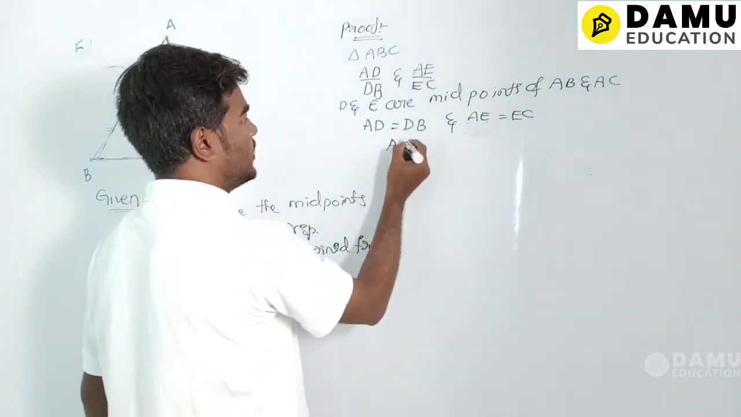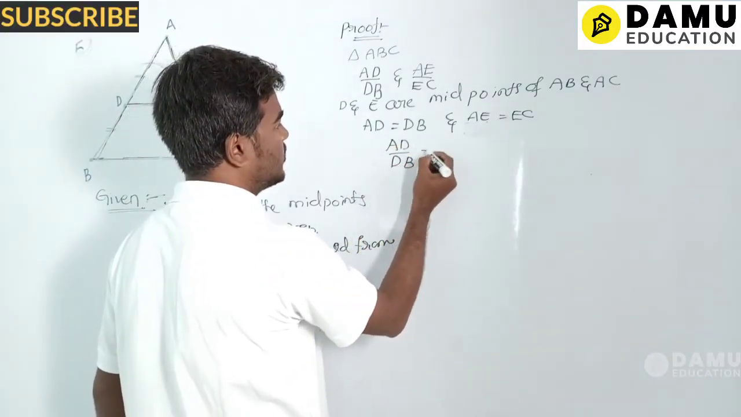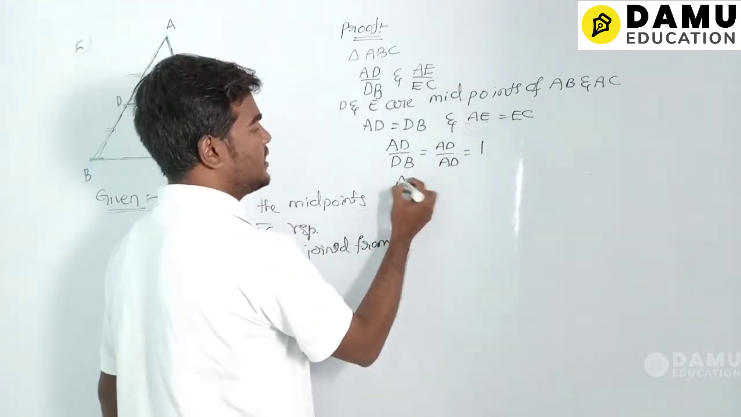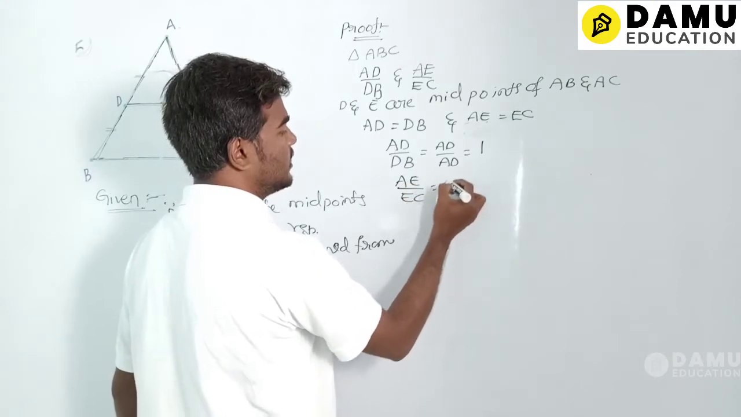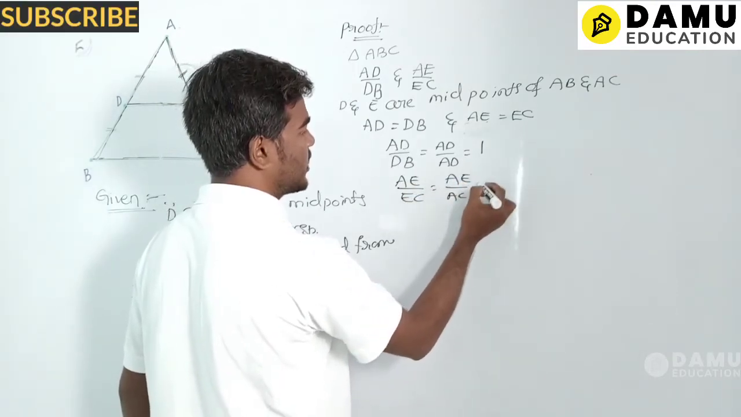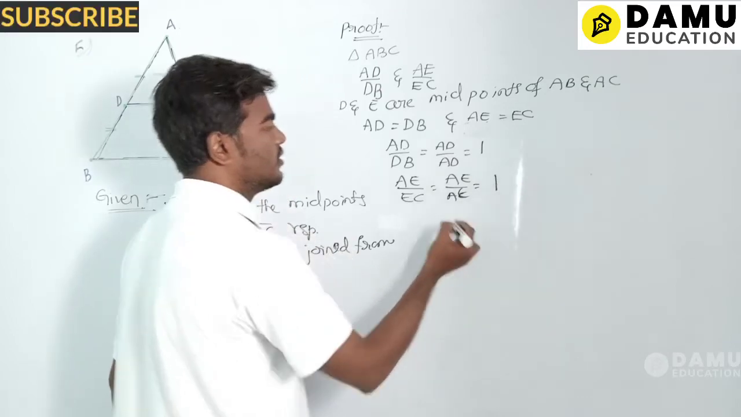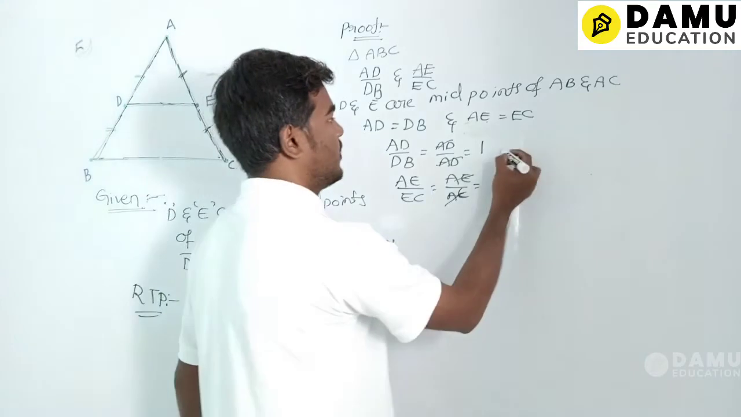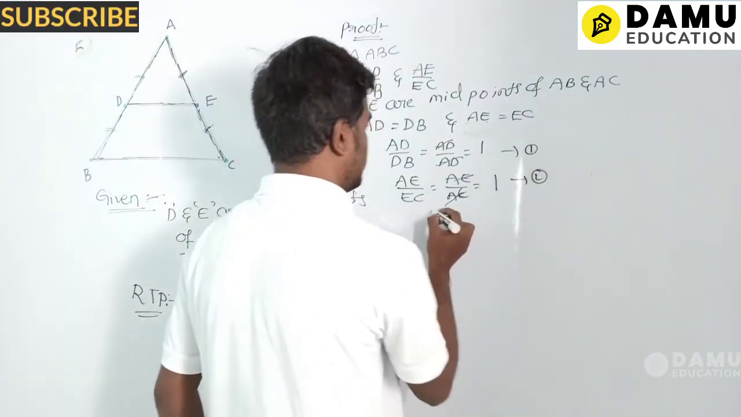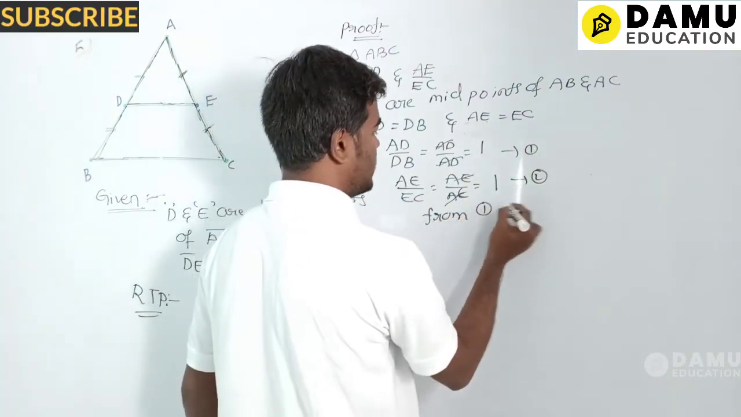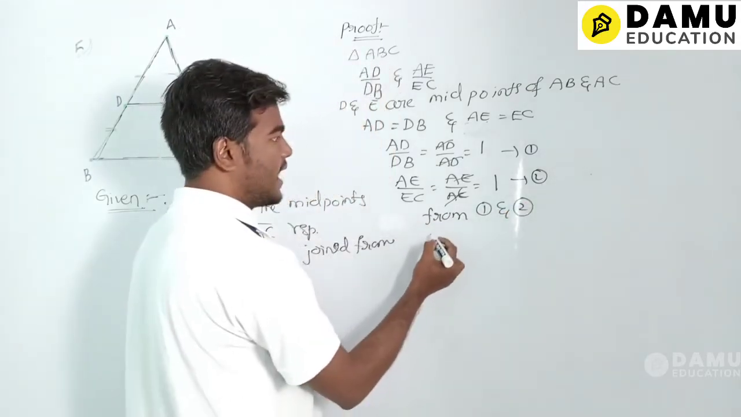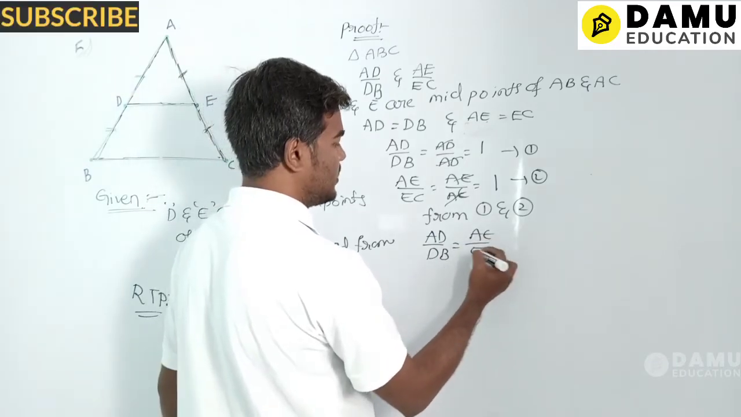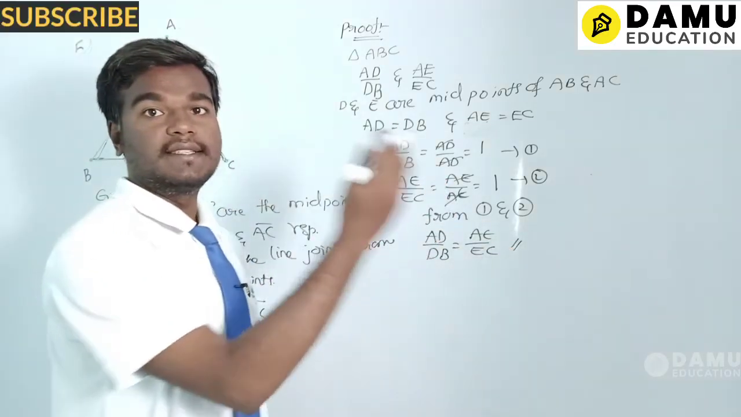So take the ratios of these. AD by DB, that means AD by AD, which equals 1. Then AE by EC is AE by AE, which equals 1. Both will be cancelled, and then we will get 1 and 1. So from 1 and 2, both are equal. AD by DB will be equal to AE by EC. From 1 and 2, the right side will be 1 and 1, right?